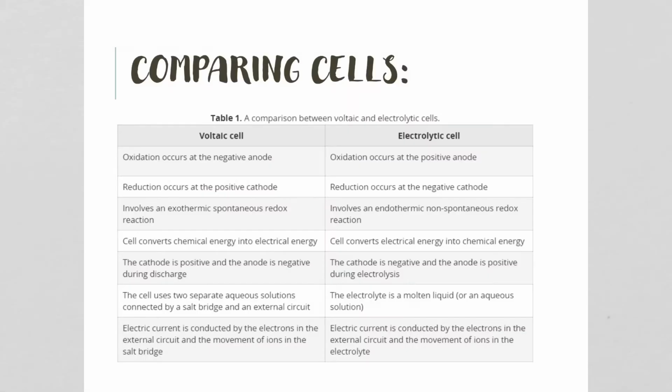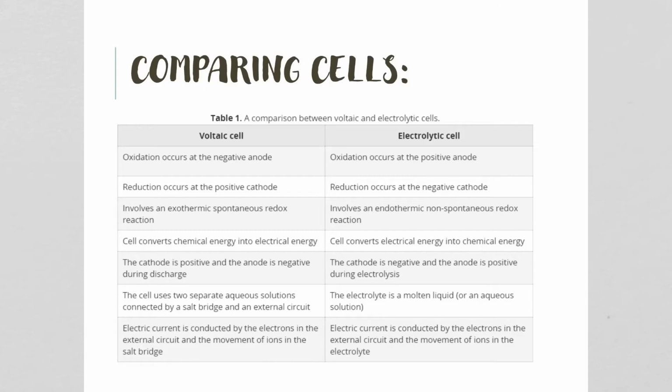If we compare voltaic cells with electrolytic cells, there are a few things that differ. In a voltaic cell, the oxidation occurs at the negative anode. In the electrolytic cell, the oxidation still occurs at the anode, but the anode is now positive. In a voltaic cell, the reduction occurs at the positive cathode, while reduction occurs at the negative cathode in an electrolytic cell.